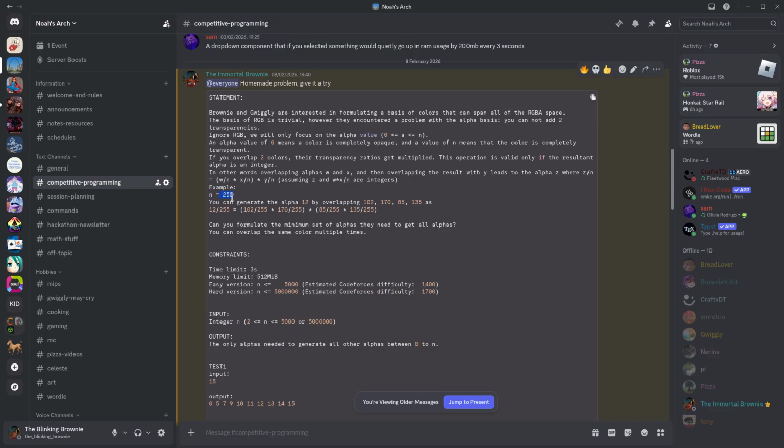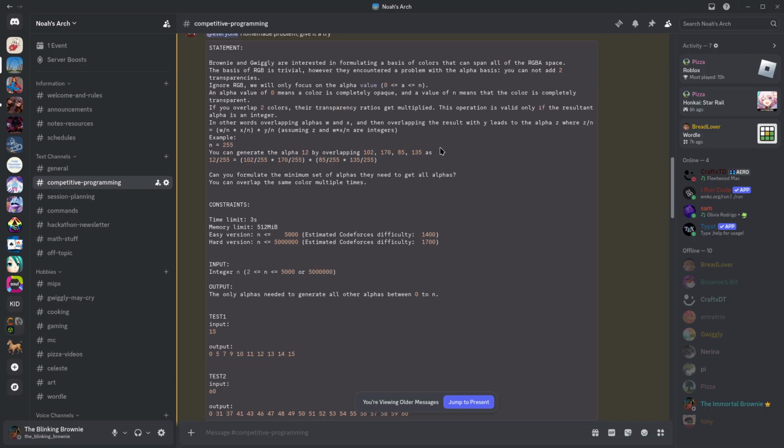So here's the example: n equals 255, the regular 8-bit maximum. You can generate the alpha 12 by overlapping these four values. Note that you cannot combine 102, 170, and 85 one by one, because if you do that, you won't get an integer. You need to combine them in pairs, 102 with 170, and then 85 and 135. You get two integer alphas, you combine them, and you get 12.